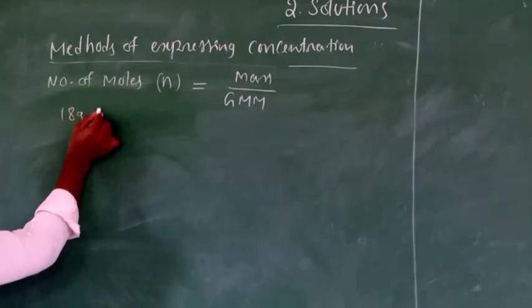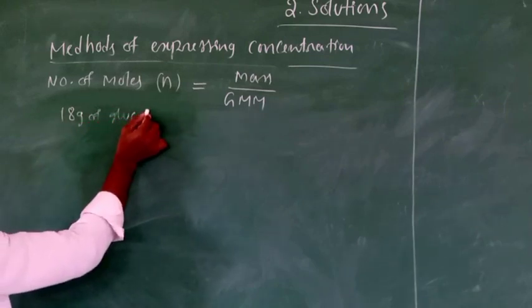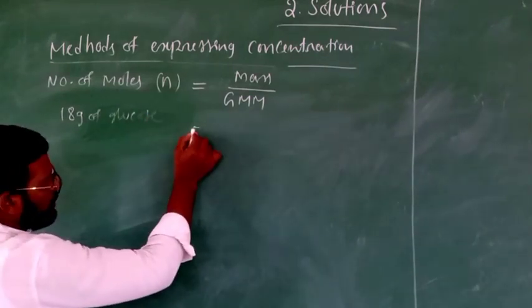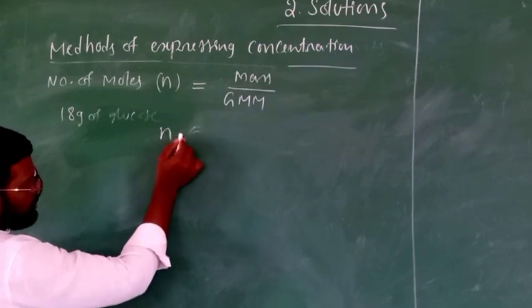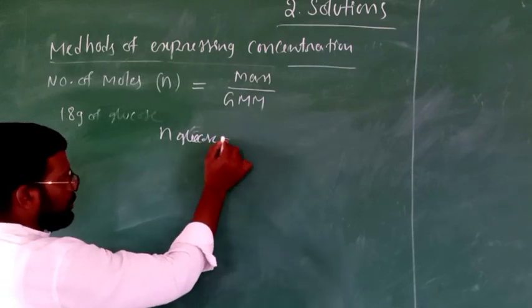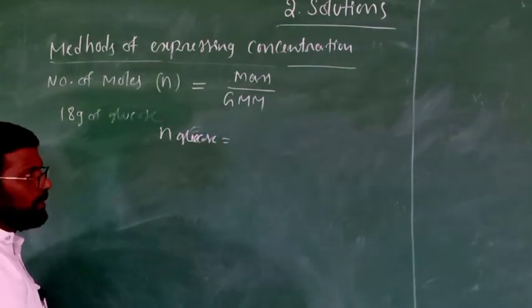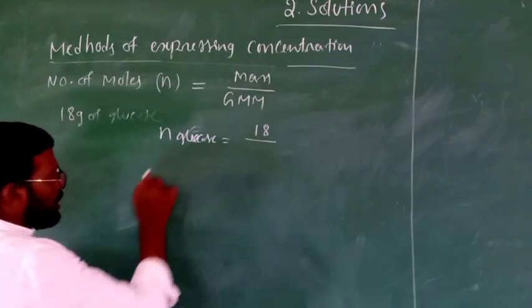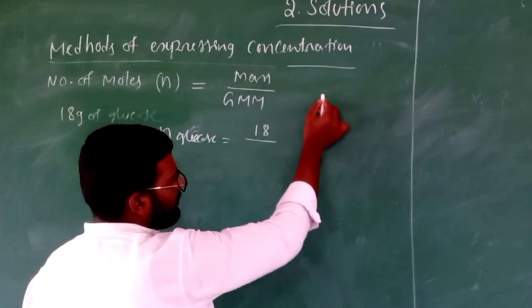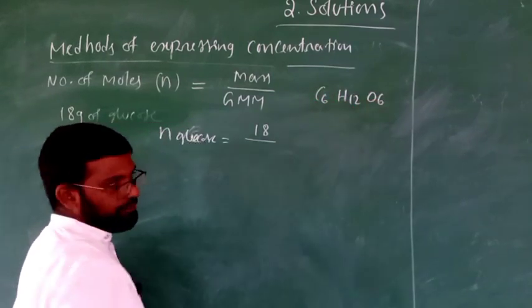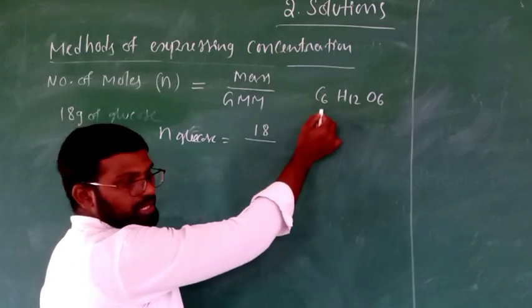18 grams of glucose. How to calculate the number of moles of glucose? Number of moles of glucose is equal to mass of glucose by gram molar mass of glucose. Mass of glucose is given, 18 grams, and for the gram molar mass, the glucose formula is C6H12O6. What is the atomic mass of carbon? Atomic mass of carbon is 12.